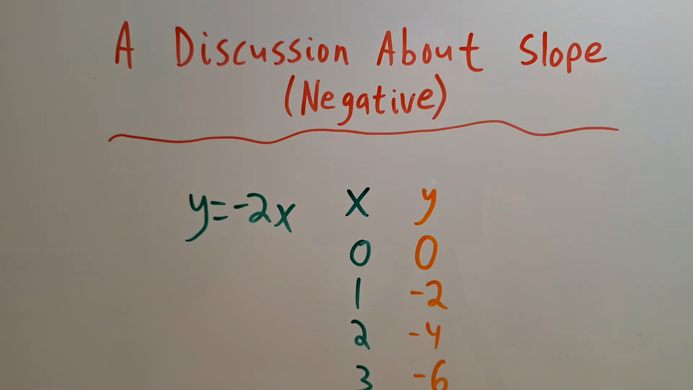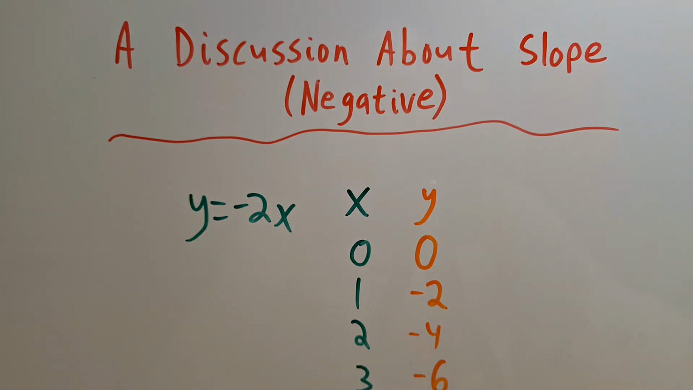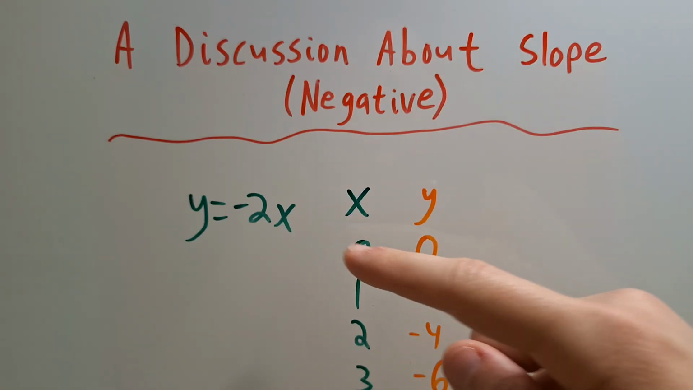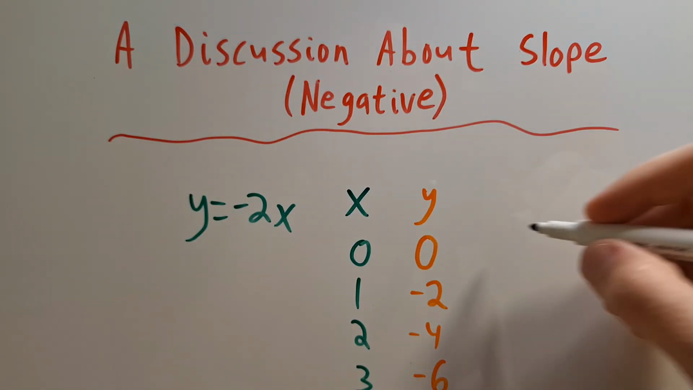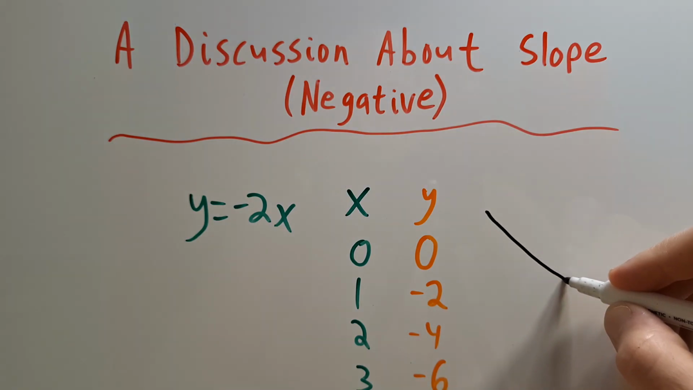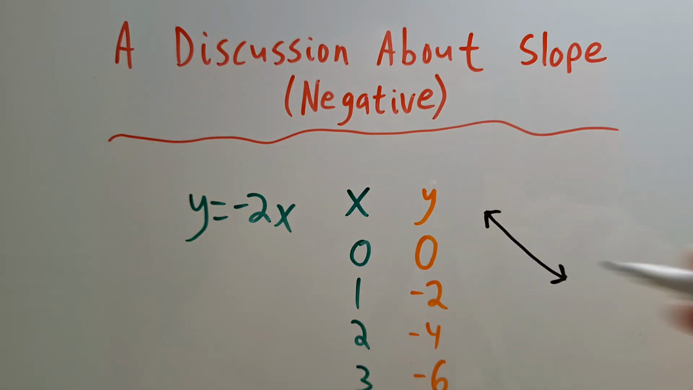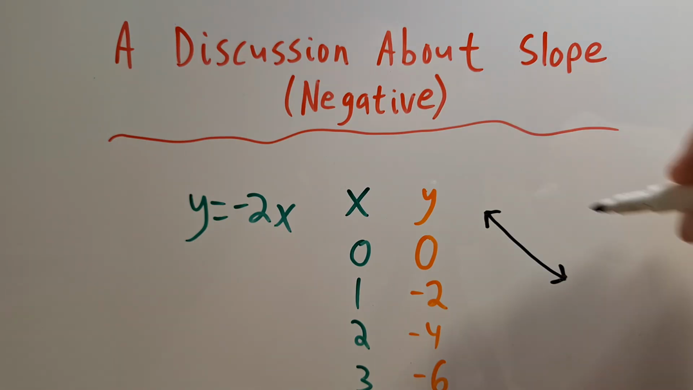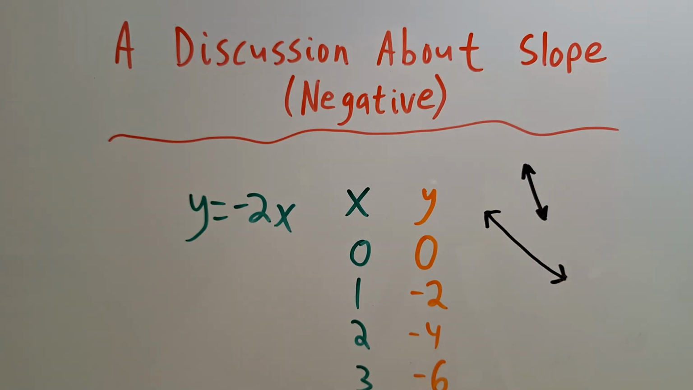So here's what's different about this type of slope. As you move from left to right, the lines that have negative slopes tilt downward or fall. Particularly, they look like this. This is a rough sketch of the graph of y equals negative 2x, or really any line that is negative would look like this if we were graphing it.